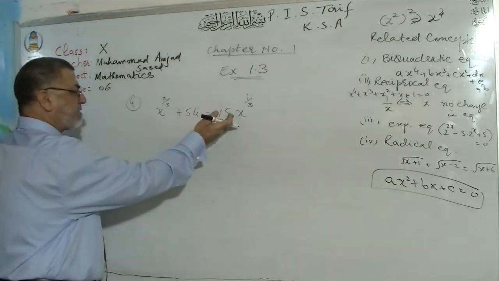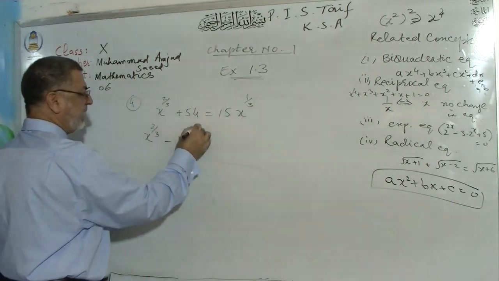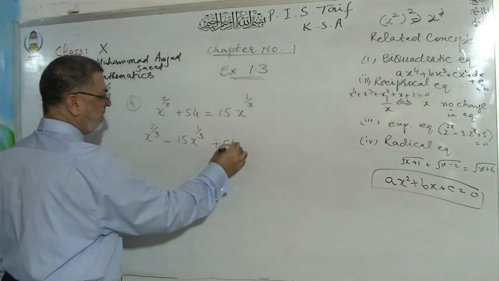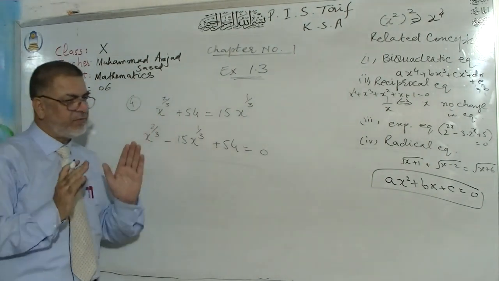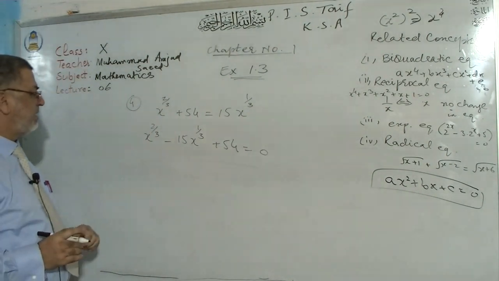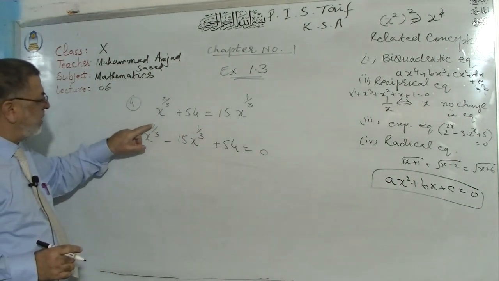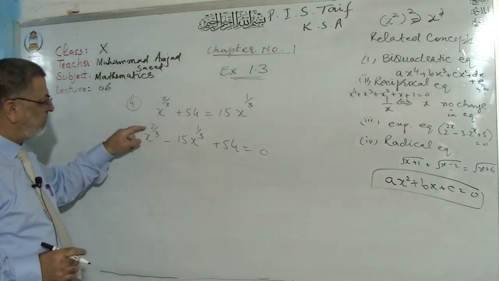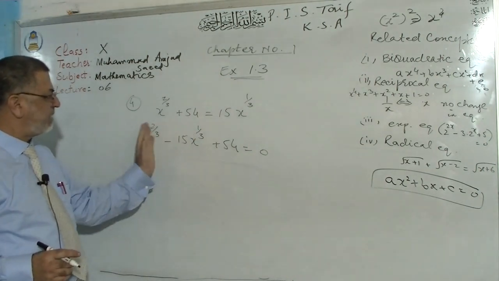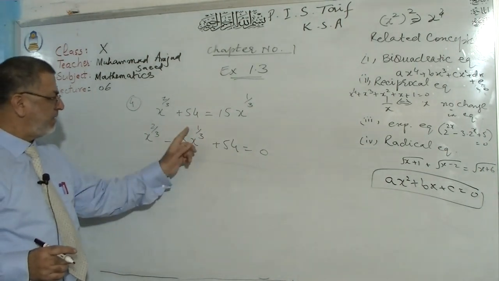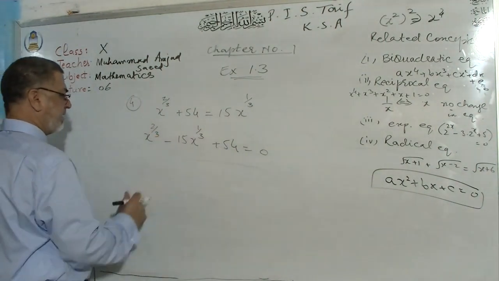Now you will bring this term over: x power 2 over 3 minus 15x power 1 over 3 plus 54 is equal to 0. Dear students, you have arranged the terms. This is the greatest power, definitely 2 into 1 over 3. This is 1 over 3 power, less than that, and normally this is half of that power. And this is your constant.